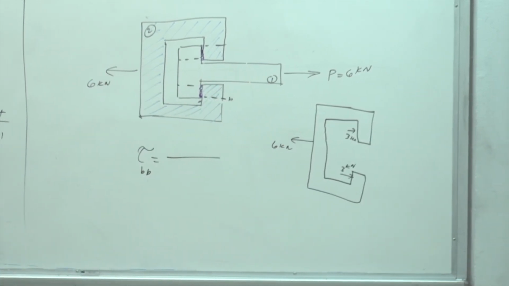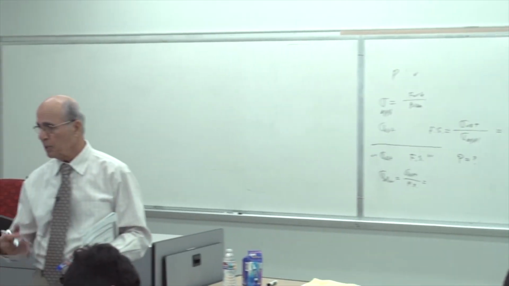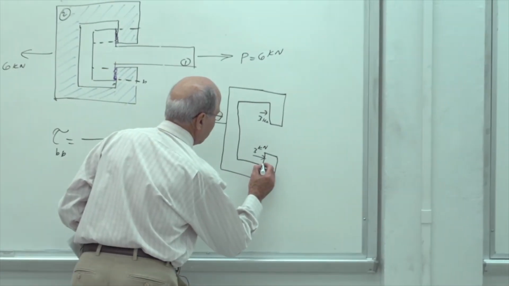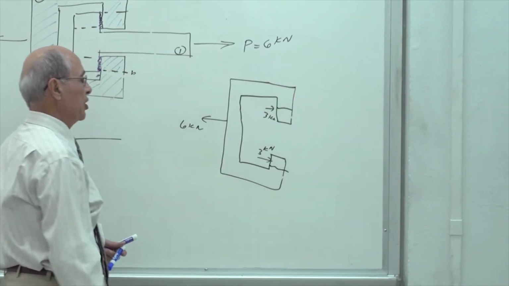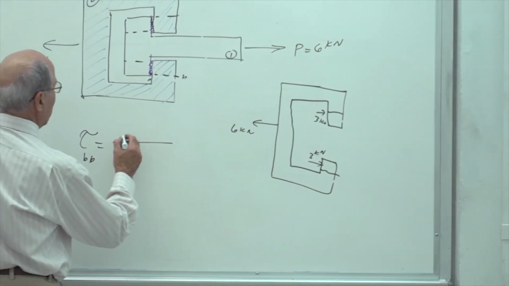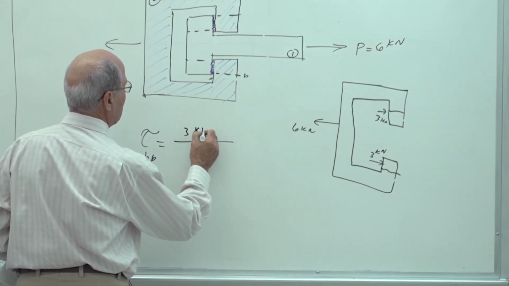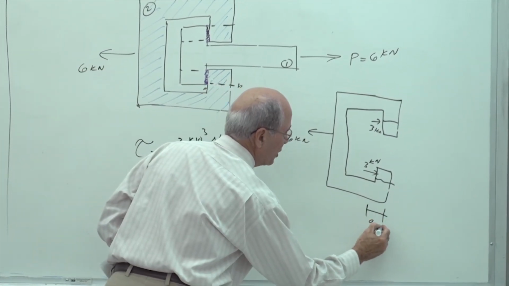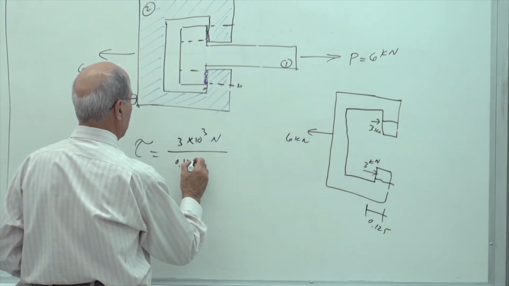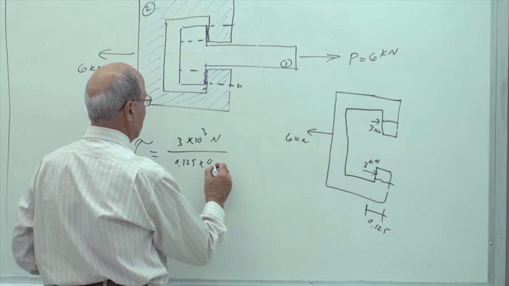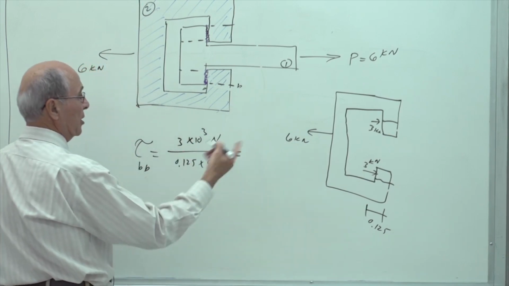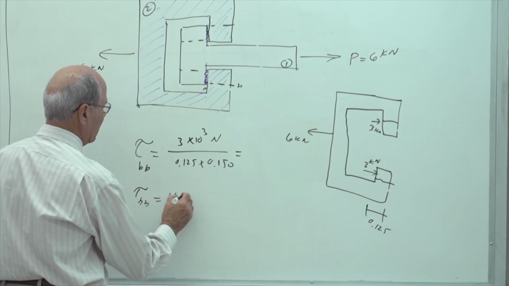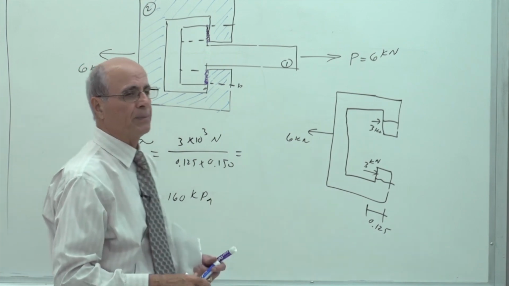Of course, you can guess that yourself. The 3 kilonewton forces must be equal and opposite. And therefore you have a shear failure here, and the shear surfaces are touching each other. So tau becomes again 3 times 10 to the power of 3 newton. The area this time, the distance from here to here, is 0.125, times the same depth, 150. Obviously this is a little bit less because we have a larger area. So tau BB becomes equal to 160 kilopascal.